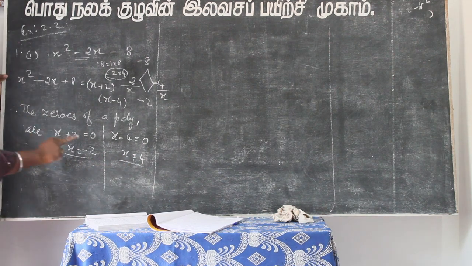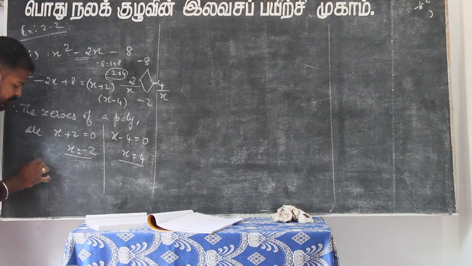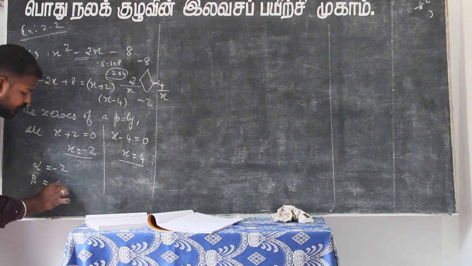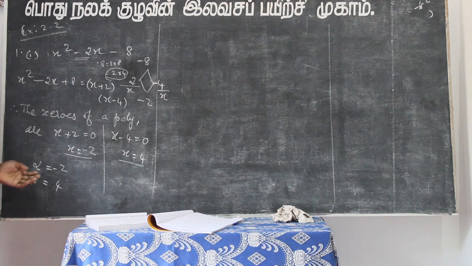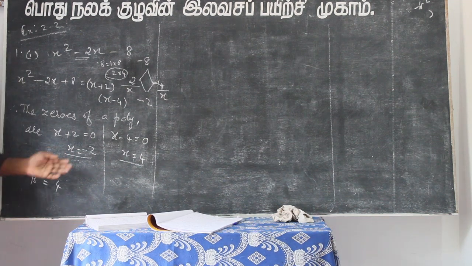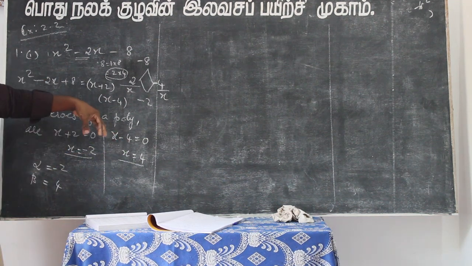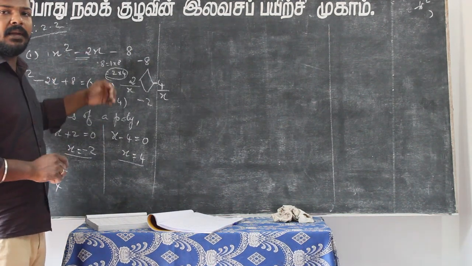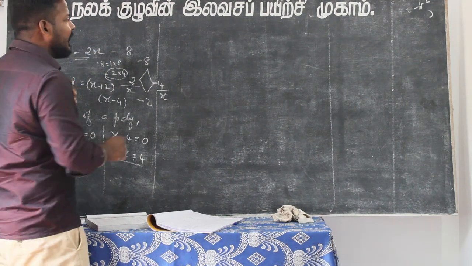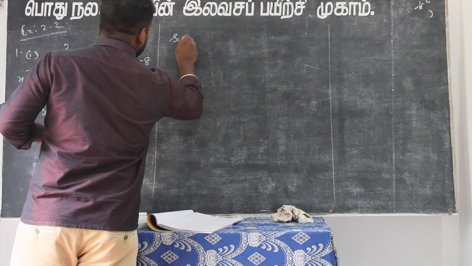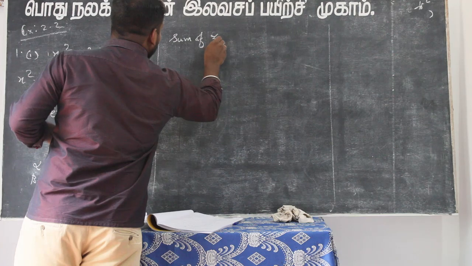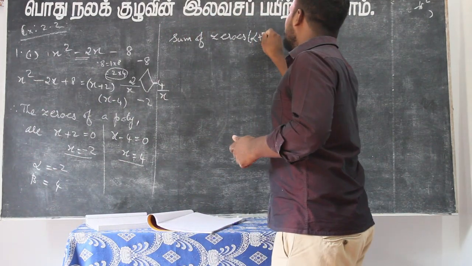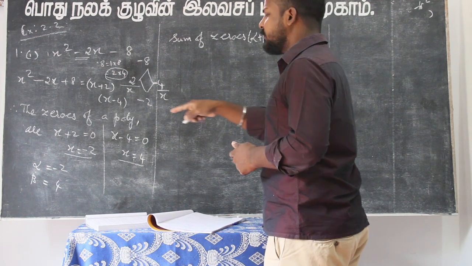For a quadratic polynomial you get two zeros. Your first one is alpha, alpha equals minus 2. Beta equals 4. This is your zeros of the polynomial. In the second part, the question asks us to verify the relation between the zeros of the polynomial and the coefficients. So what is the relation? First, the sum of zeros. What is the sum of zeros? Alpha plus beta.